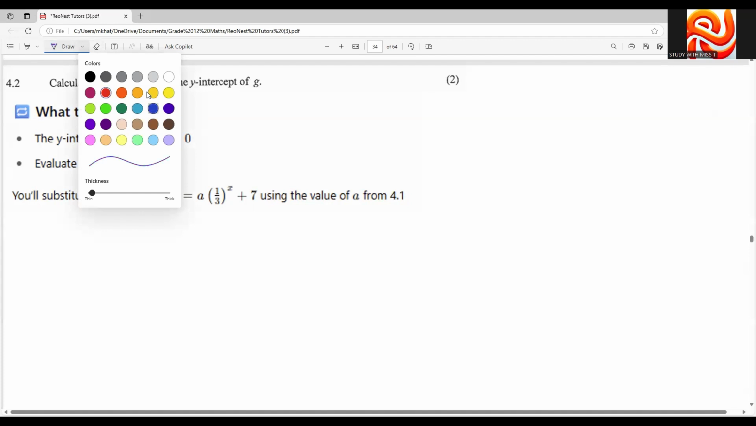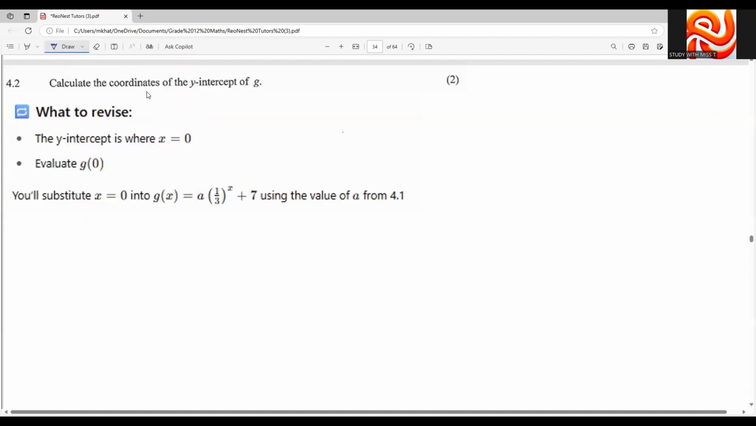So when we say the coordinates of the y-intercept of g, we are saying y is equals to g of 0. Okay. Right? So meaning that our y will be equals to, what is our a? 1 over 3 into 1 over 3 to the power 0, when x is 0, plus 7. So remember, any number to the power 0, whether it's a million to the power 0, we are going to get 1.